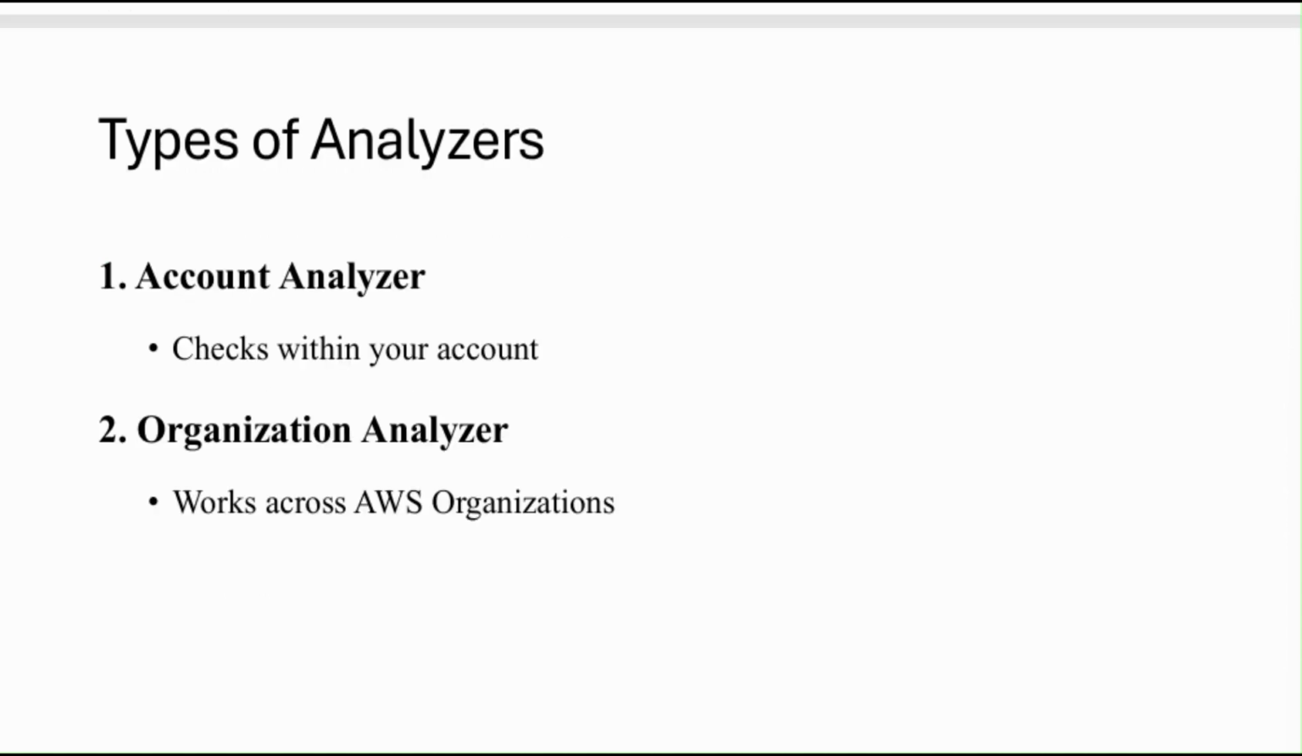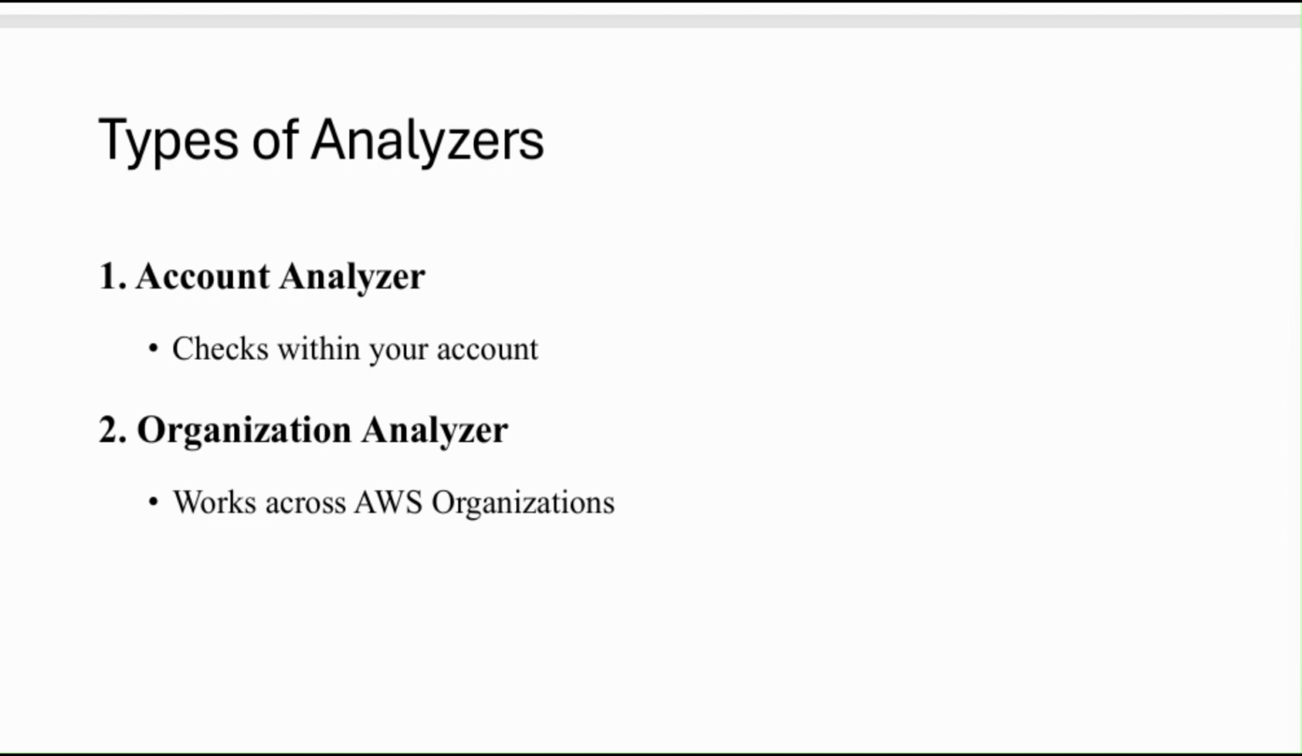So there are two types of analyzers you can create. Let me explain both. The first is account analyzer. An account analyzer checks within your AWS account only. It scans your single account and finds any external access issues within that account. If you are a beginner, you will probably use account analyzer.